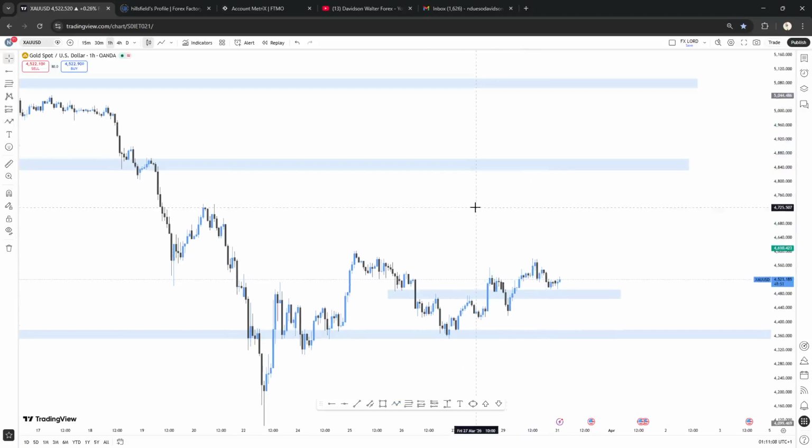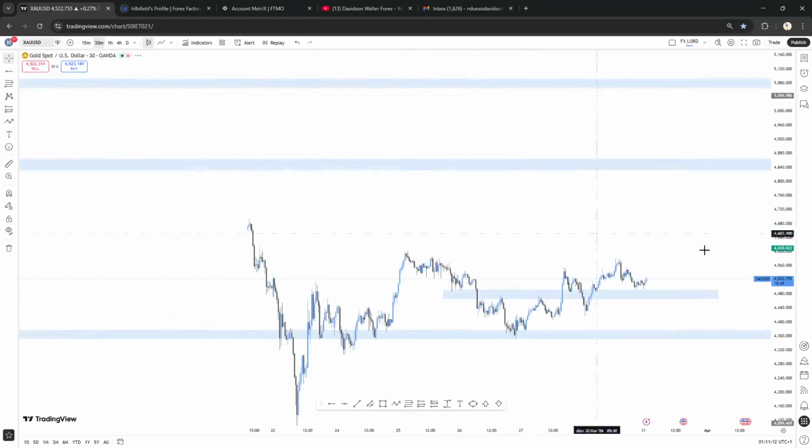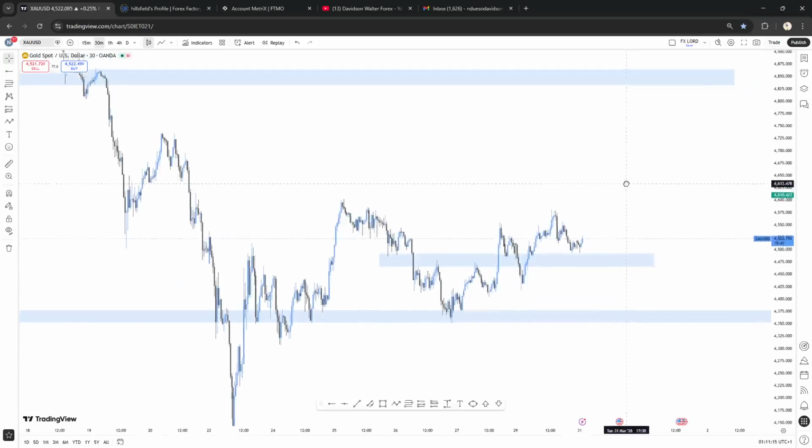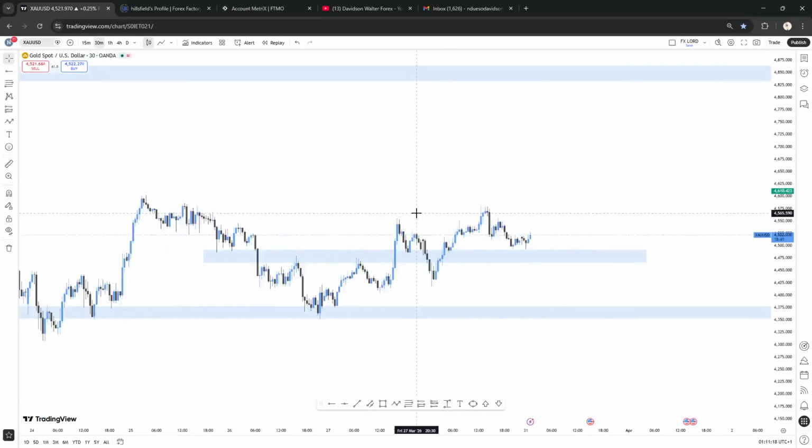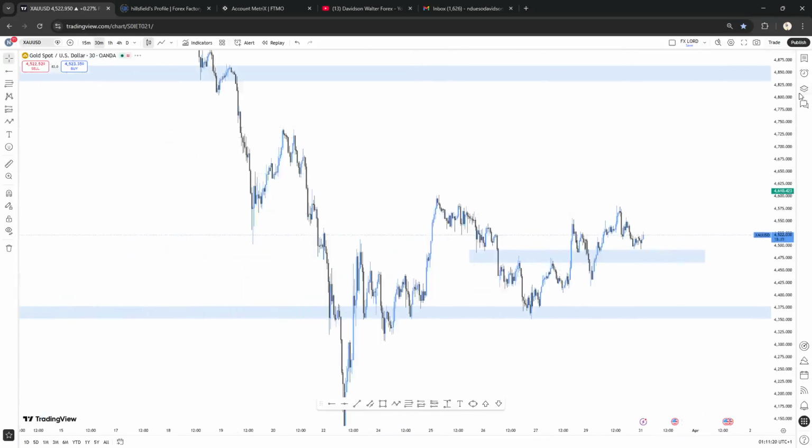So that is really my focus on gold, what I'm looking out for and what I believe is still going to happen. As you can see, 30 minutes is not so much different from the 1 hour time frame. So that is that for gold.